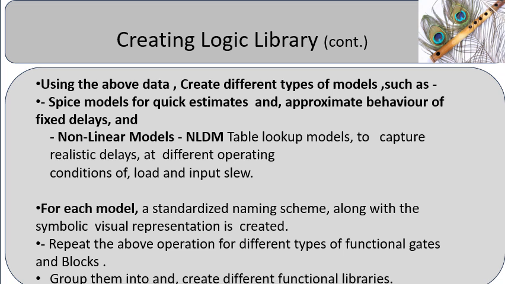Using the above data, create different types of models, such as SPICE models, for quick estimates and approximate behavior of fixed delays, and nonlinear models, NLDM table lookup models, to capture realistic delays at different operating conditions of load and input slew. For each model, a standardized naming scheme, along with the symbolic visual representation, is created. Repeat the above operation for different types of functional gates and blocks. Group them and create different functional libraries.